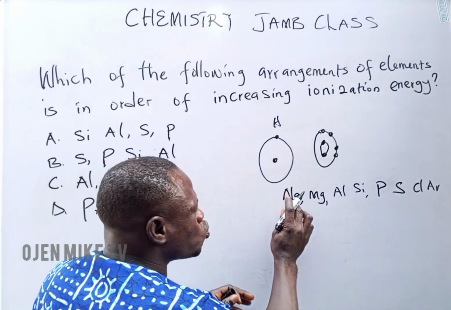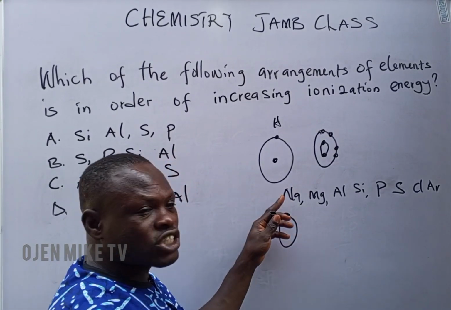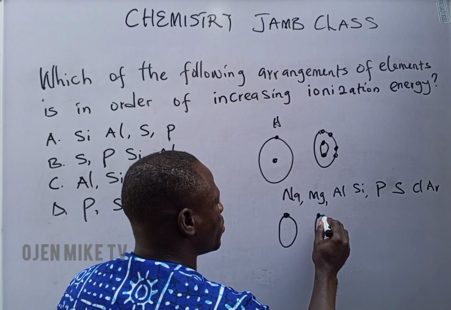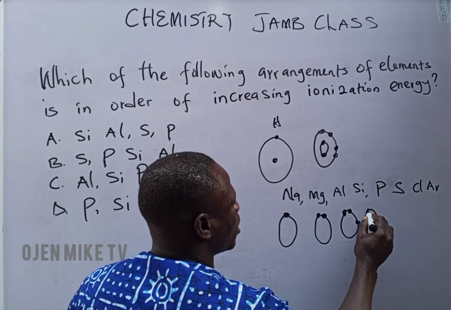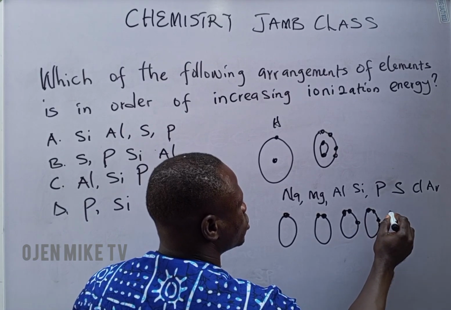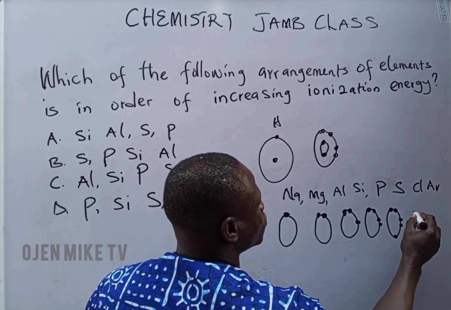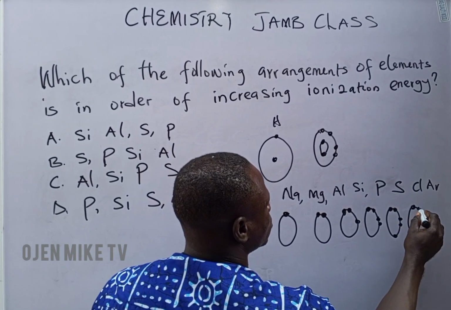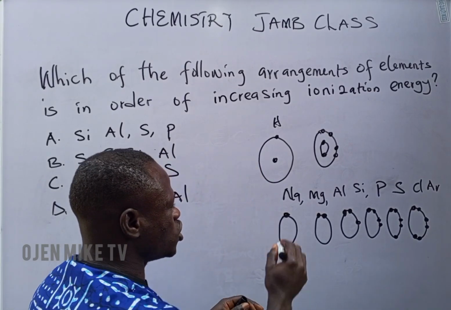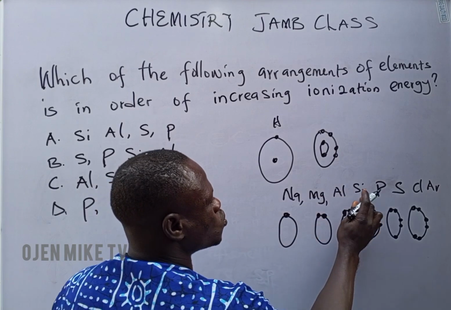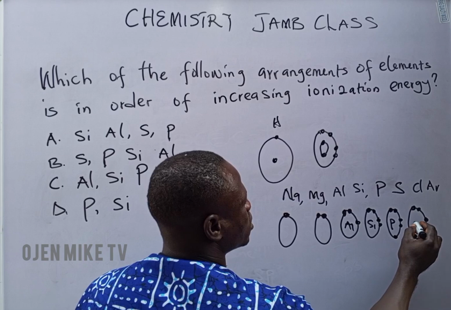Now, the amount of energy, remember, this is a shell of sodium, shell of magnesium, shell of aluminum, shell of silicon, shell of phosphorus, shell of sulfur, and so on and so forth. We are asked about these four: aluminum, silicon, phosphorus, and what?